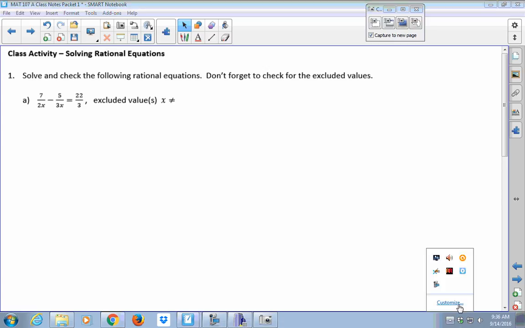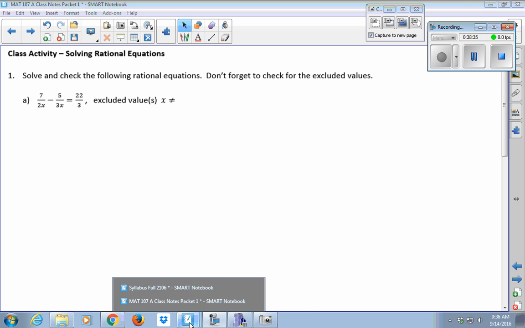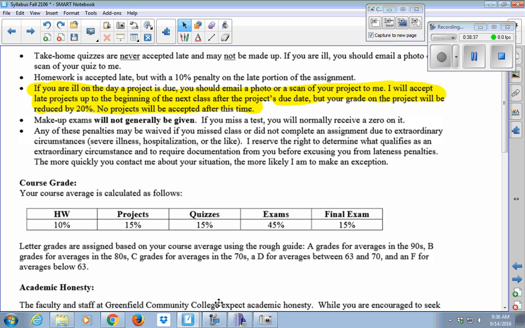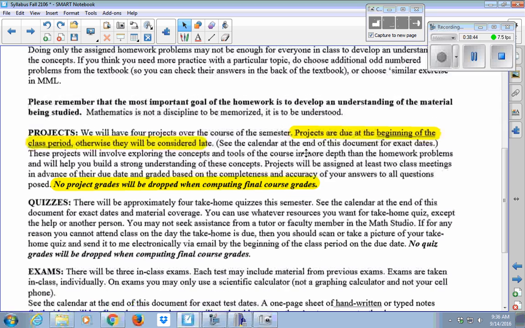I just want to mention a couple of things quickly about the project. The project is due on Friday, and I've asked you several times to read your syllabus. Your syllabus talks to you about projects. Projects are due at the beginning of the class period. Otherwise, they'll be considered late.